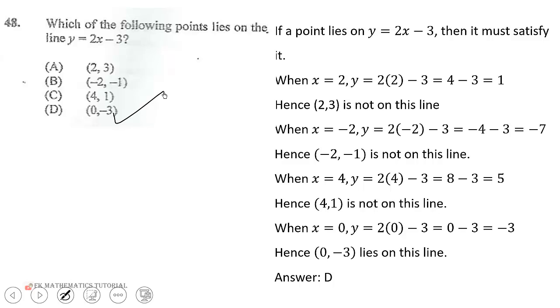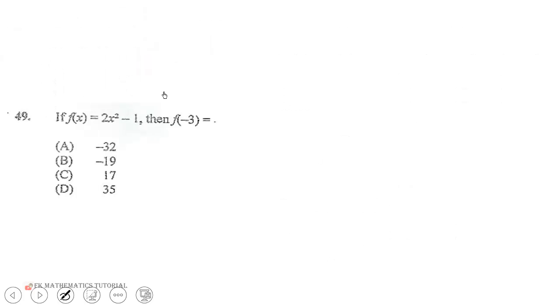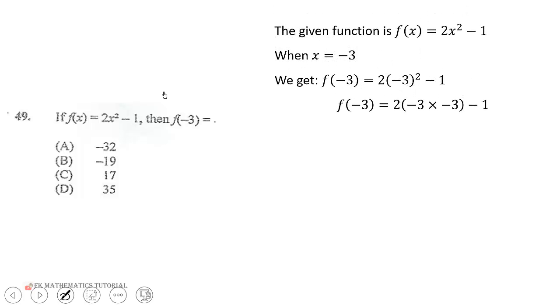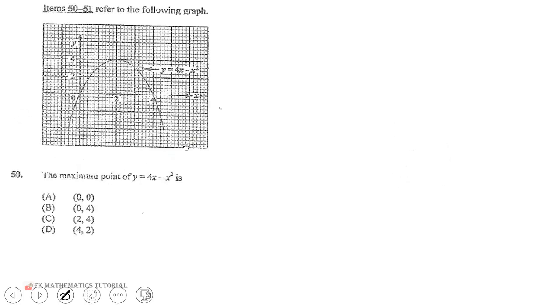Again, item 49. If f(x) equals x squared minus 1, then f(-3) is equal to... f(-3) will be equal to 9 minus 1, which is 8. Option D.